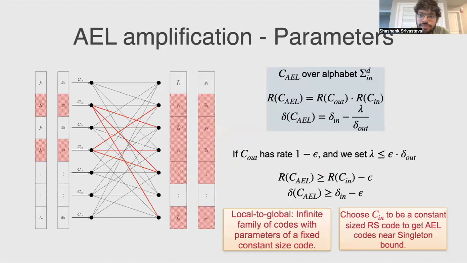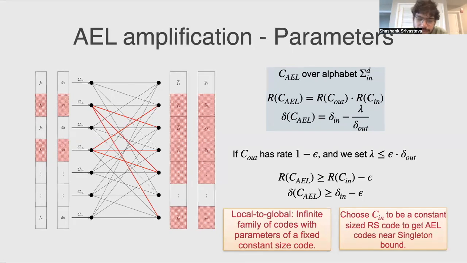Okay. So as we saw, if the outer code had rate 1 minus epsilon, and we set lambda to be small enough, then we can get the rate and distance of the AEL code to be as close to the rate and distance of the inner code as we want. And notice that what is happening is we are getting an infinite family of codes, based on the infinite family of expander graphs, with the parameters of a fixed code which is of constant size, because the vertex neighborhoods are of constant size, constant D. Those codes are of fixed size, but we are getting an infinite family of codes with similar parameters.